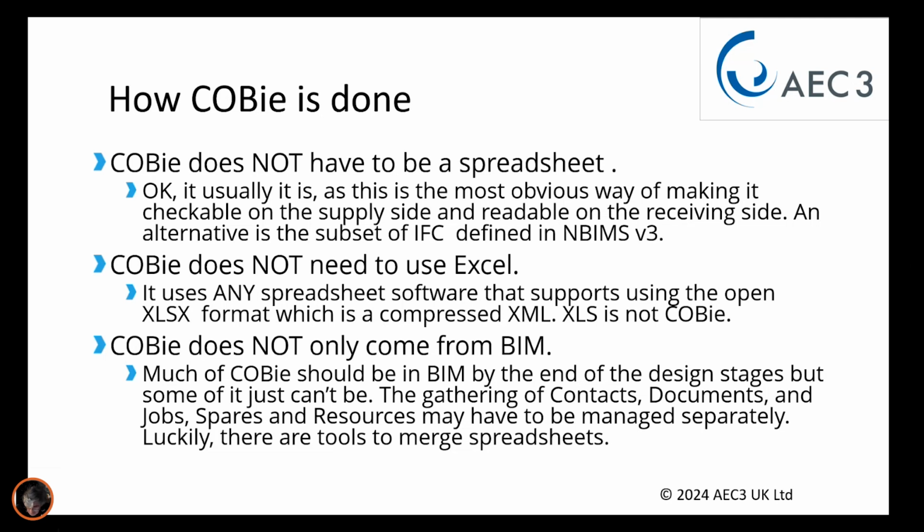Much of the design side information should come from BIM by the end of the design stages, and this is what Ward will be talking about shortly. But some of the information just can't be in BIM, in the current authoring tools we use, with one exception. So the gathering of some of the supporting information like contacts and documents, jobs, spares, and resources, you're going to have to do it separately.